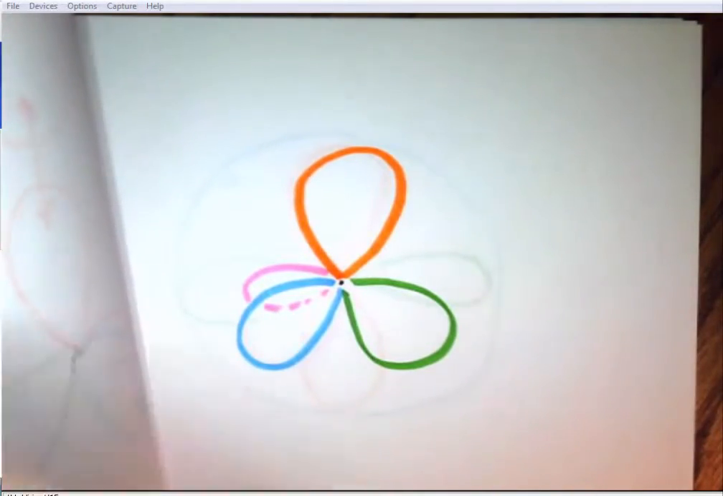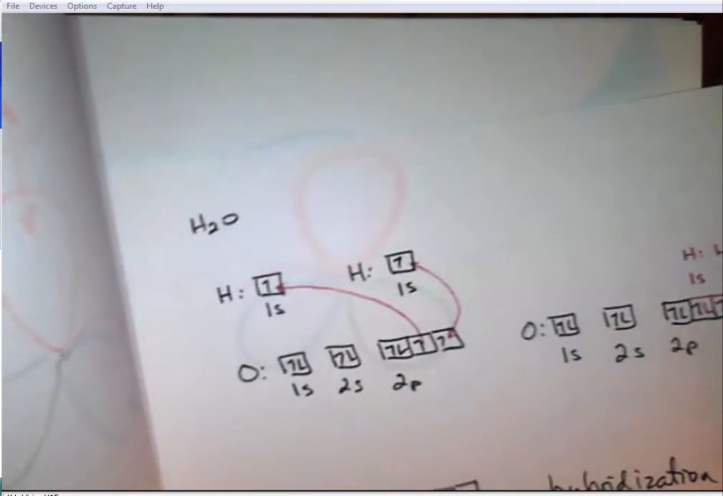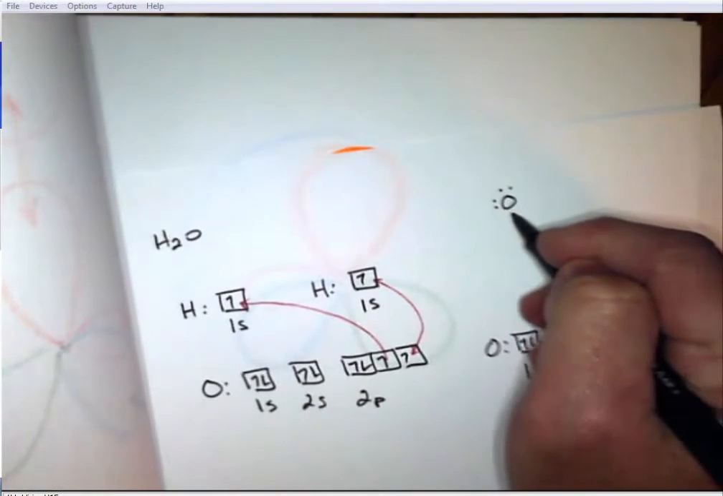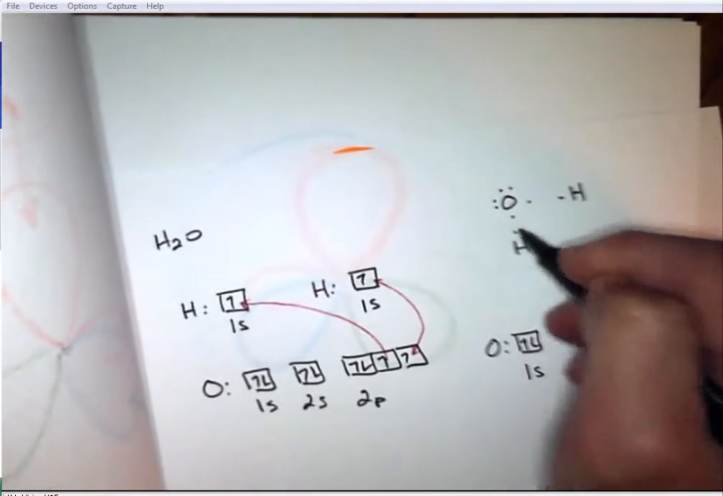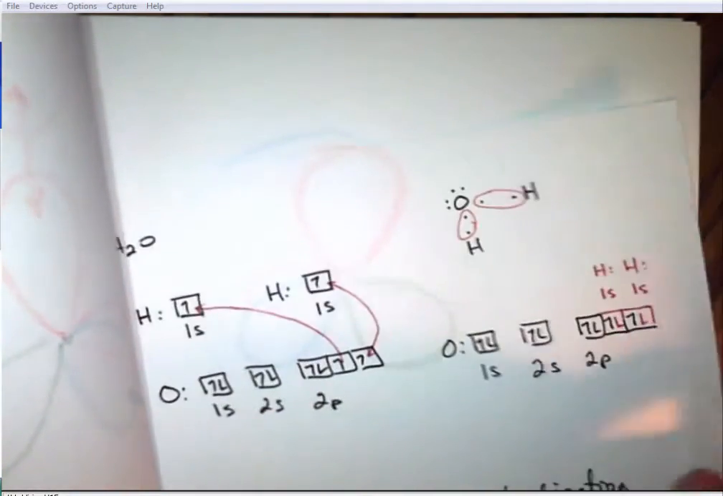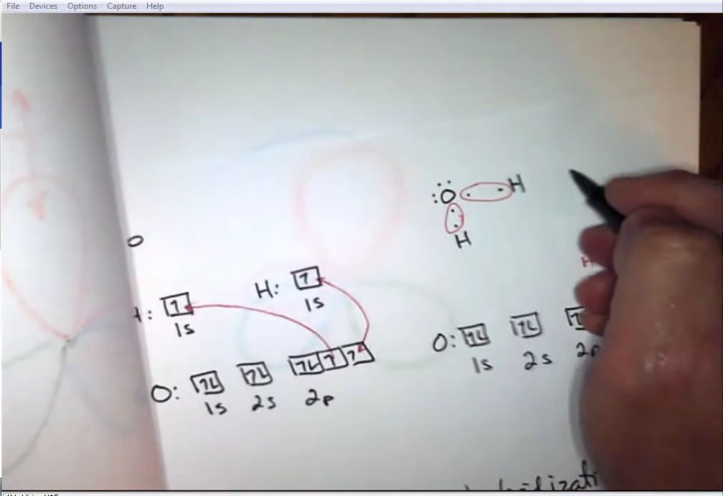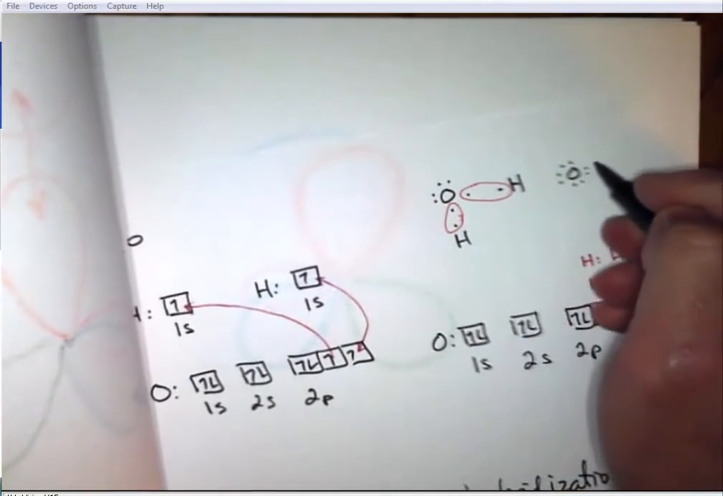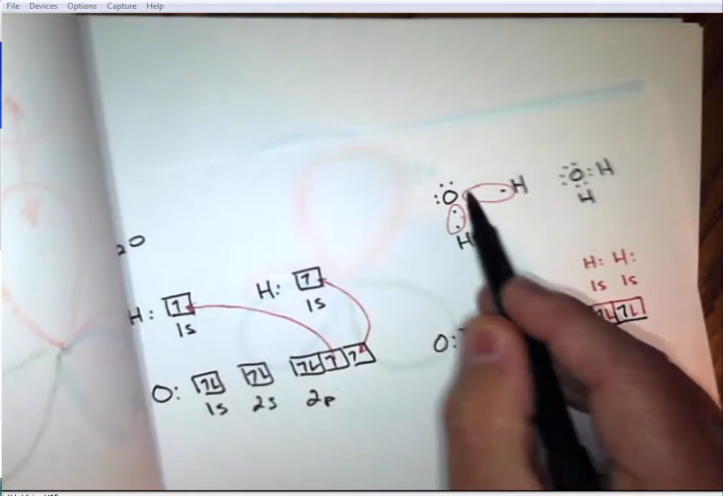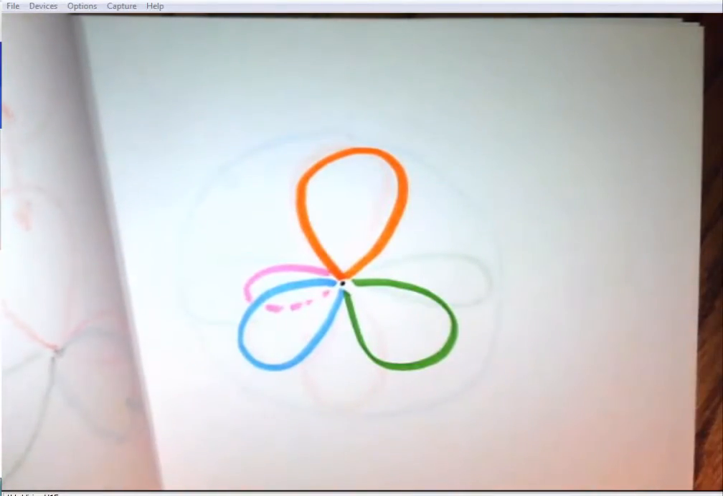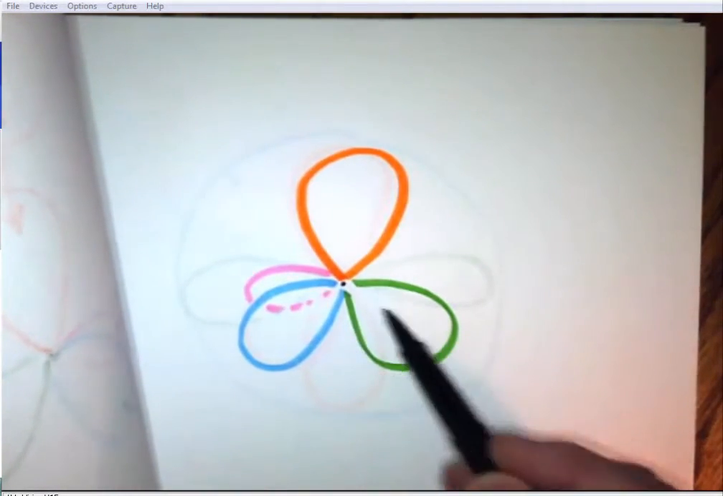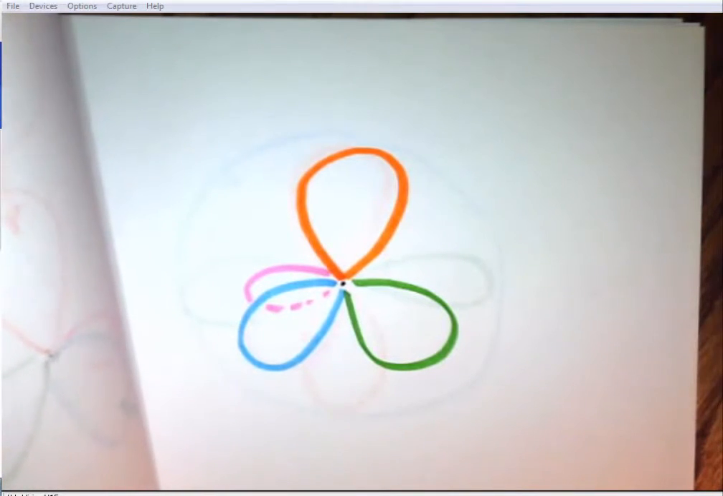I didn't do electron dots for water, did I? Okay, so oxygen has 1, 2, 3, 4, 5, 6. Hydrogen has 1, like that. And so we're going to share these 2, and we get a Lewis dot formula that looks like this. Okay? That makes sense? So 2 of the hybridized orbitals have 2 electrons in them. Okay? So with the hybridized oxygen, it hybridizes in the same way, but 2 of the orbitals have 2 electrons, and 2 of the orbitals have 1.